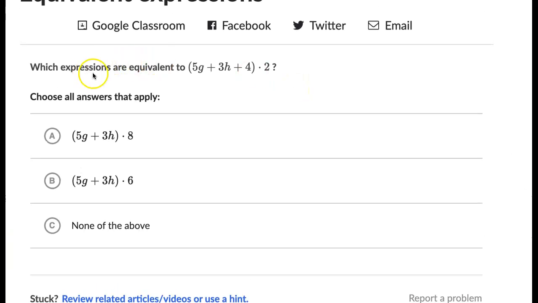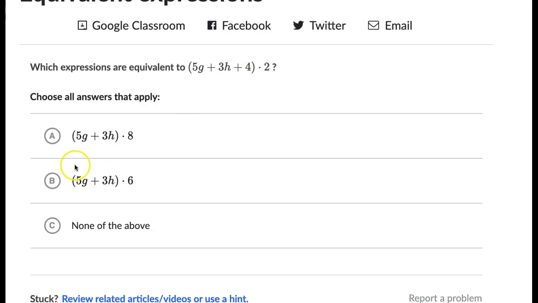Okay. Which expression is equivalent to this? Okay. And we can distribute backward because this is this quantity times 2. So let us distribute backward. So 2 times 5g is 10g. 2 times 3h is 6h. And 2 times 4 is 8. So I want to see which one will give me that.